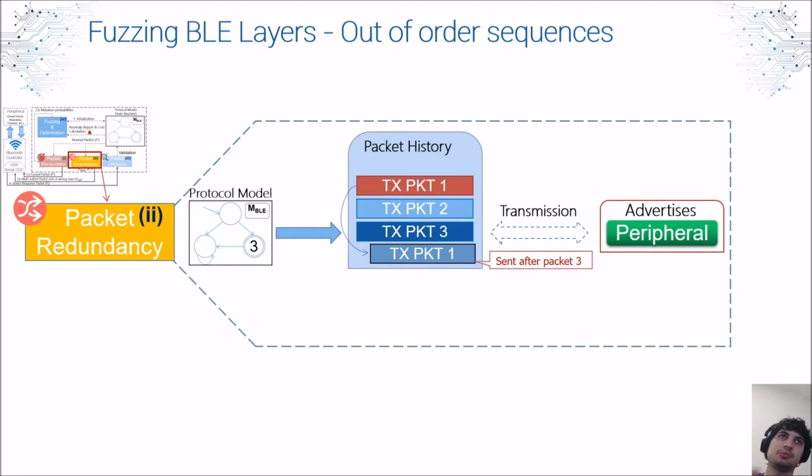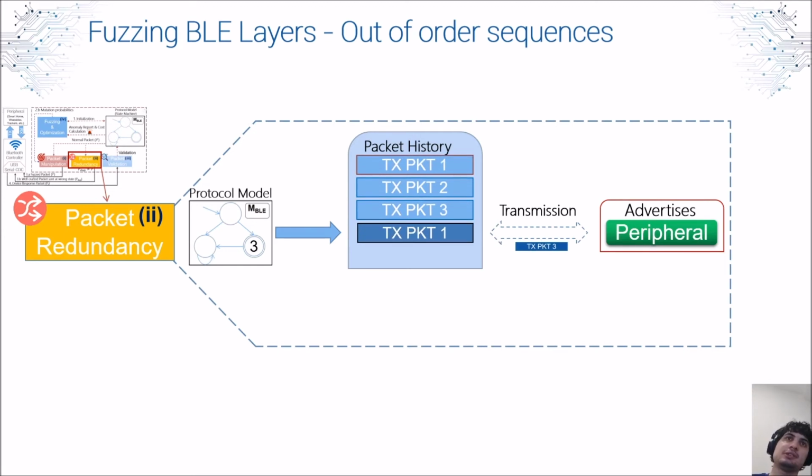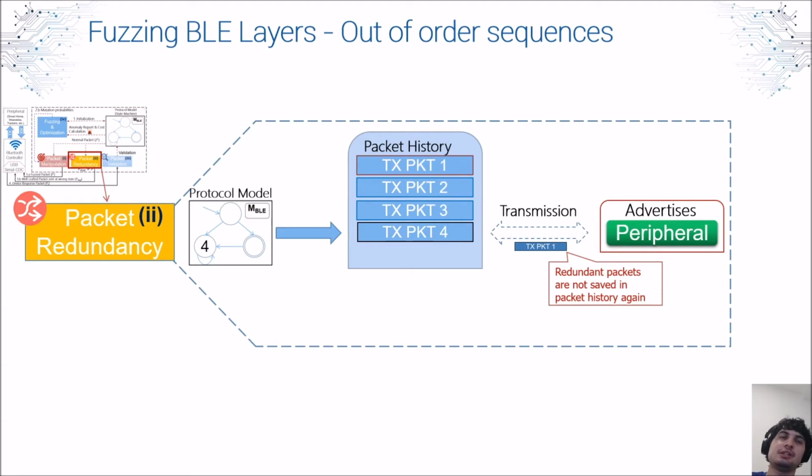So when the previous packet is picked, like this one, packet 1, it's going to be sent just after the current packet, in this case packet 3. And after it is sent, it's still in the same state. It's not saved in the packet history. And then, assuming that the peripheral does not misbehave, we proceed normally to state 4, which then receives a different packet.